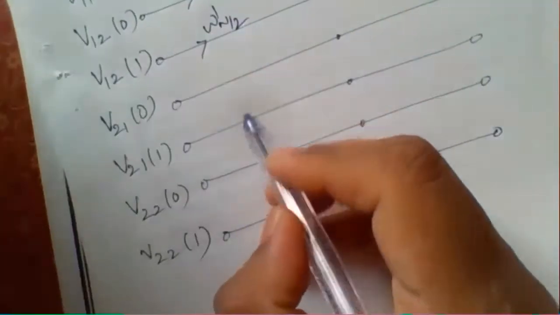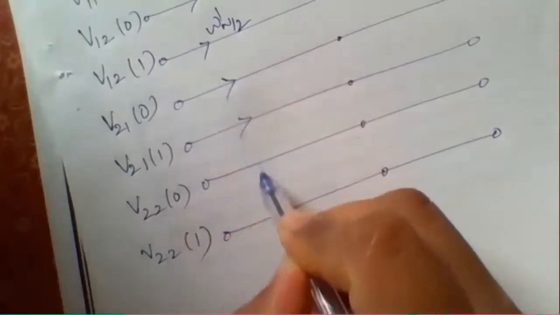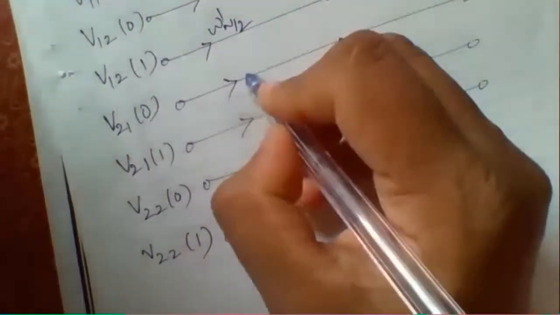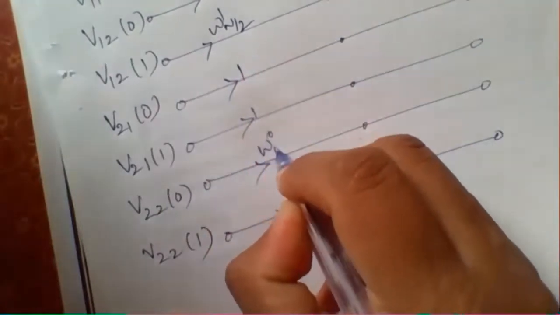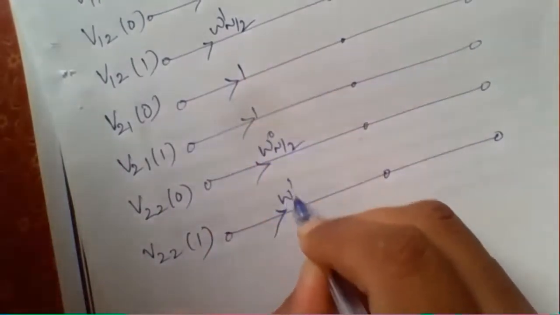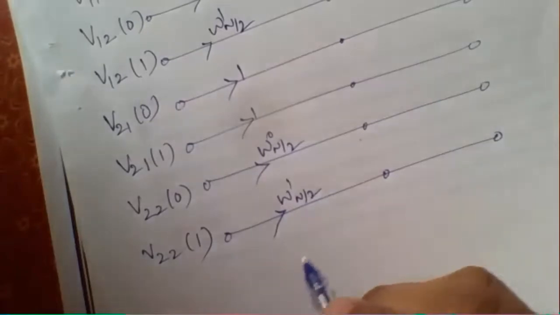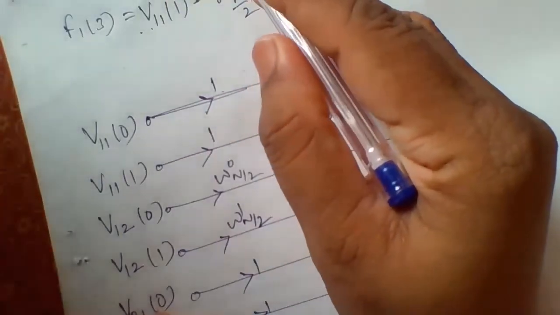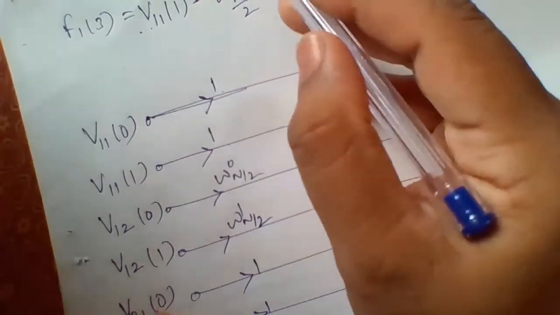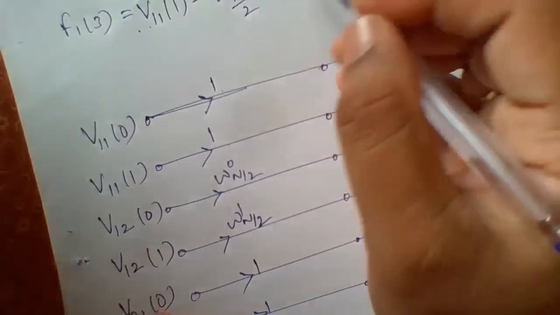Similarly we will complete all the values. So here also same 1 1 w raised to 0 n by 2 w raised to 1 n by 2. Okay, this is because you just observe f1 and f2 equations. We have only either 12 factor raised to 0 or 1, that's all. There are no other values.